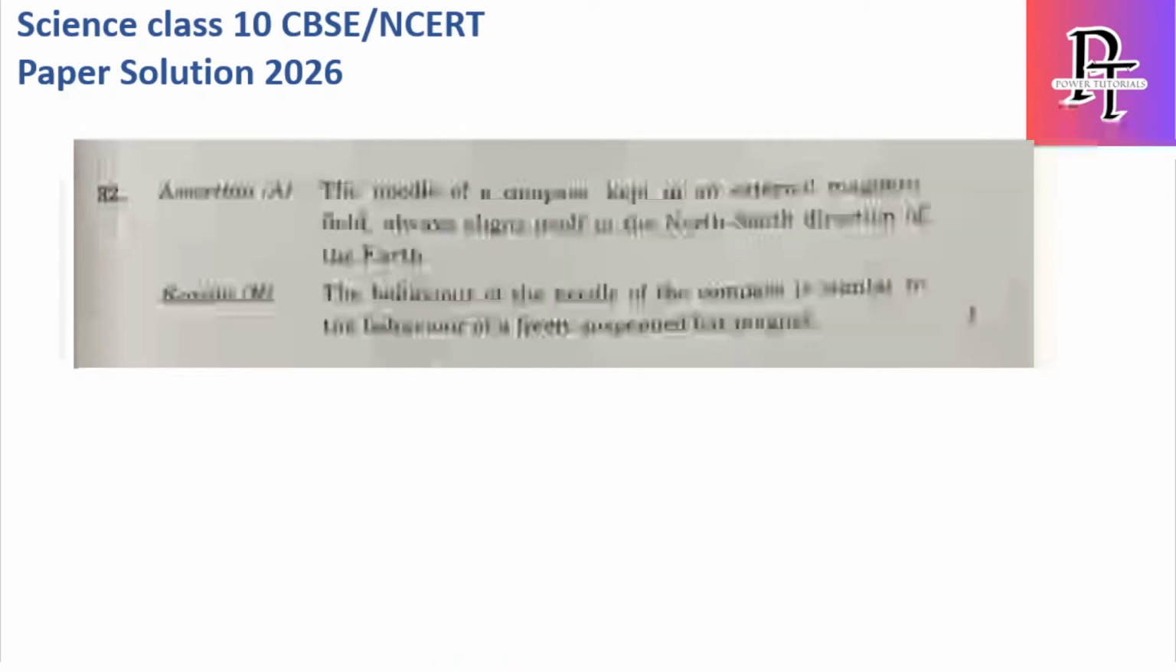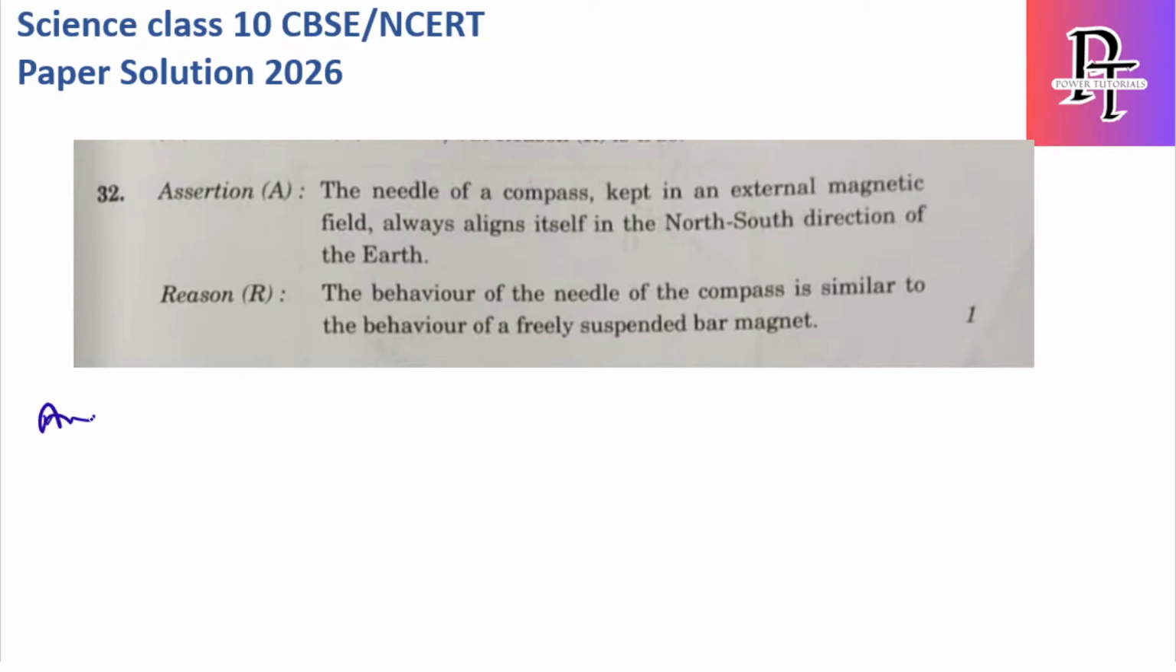Okay, let's move to the last question for today, which is the third question from the physics MCQ. The needle of a compass kept in an external magnetic field always aligns itself in the north-south direction of Earth. This is false. Why? Because if there is an external field dominating the Earth's magnetic field, definitely the compass will not follow the Earth's magnetic field. It will follow the external magnetic field which is closer to it.